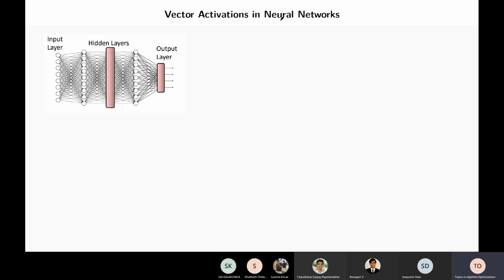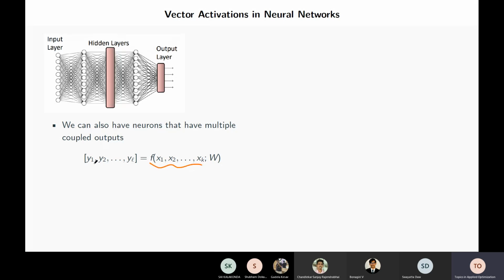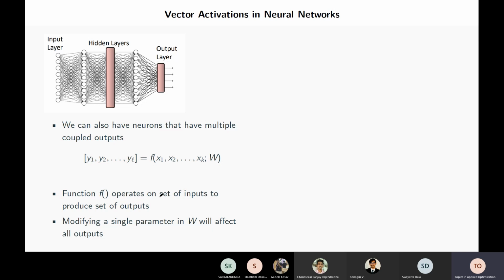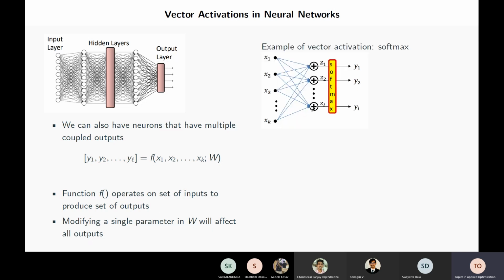So we can also have vector activation. We can have neurons that have multiple coupled outputs. So one neuron can actually produce multiple outputs as well. Okay. So after activation, we may have multiple outputs. In this case, the function operates on a set of inputs to produce a set of outputs. And modifying a single parameter in W will still affect all the outputs, obviously.